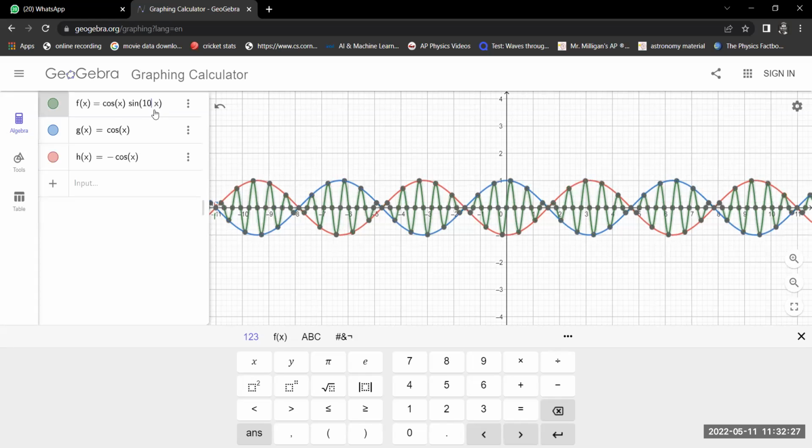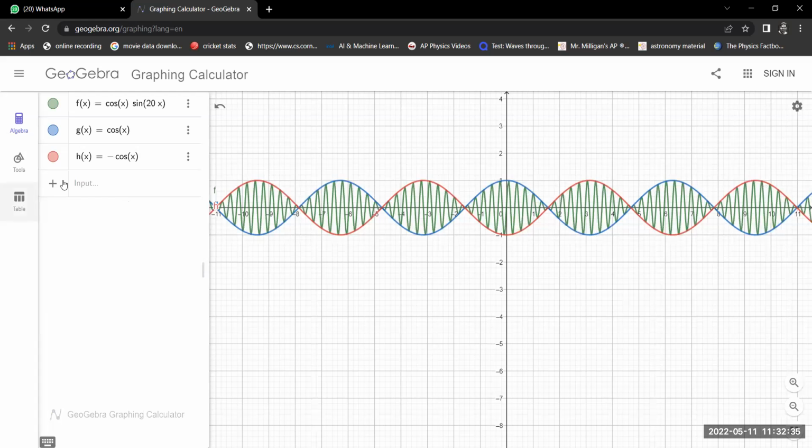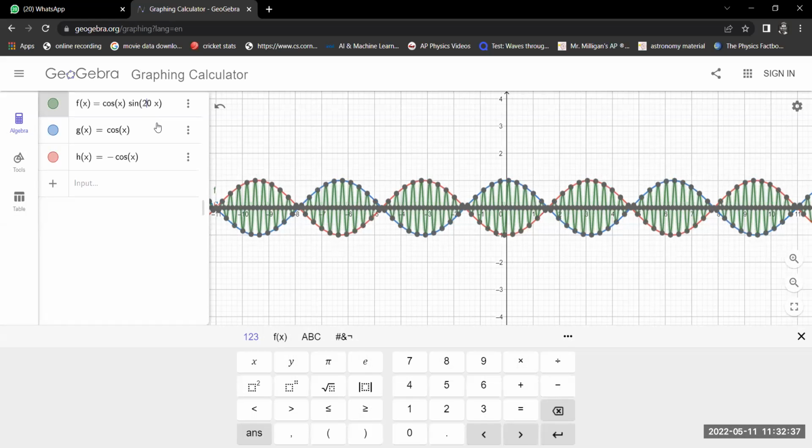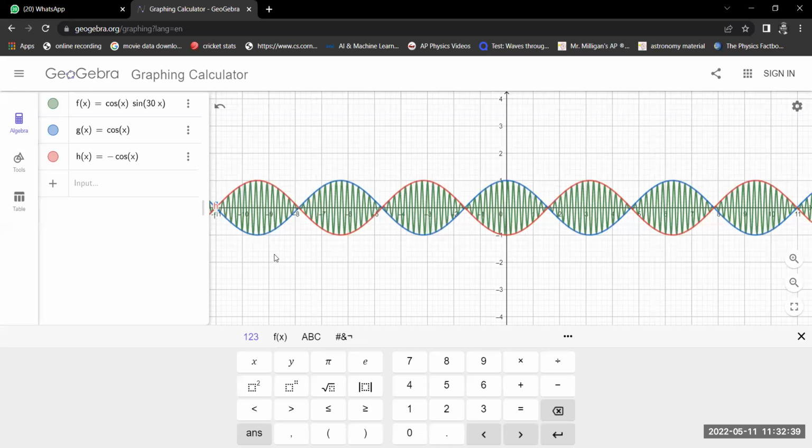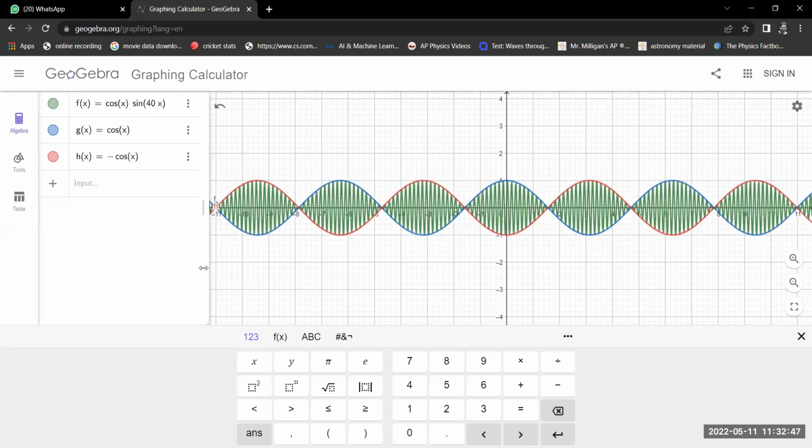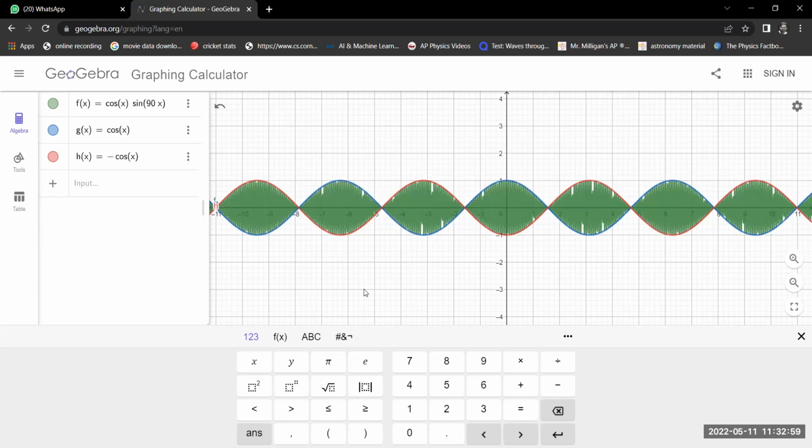If I make it from 10 to 20, you can see it will be more zigzag. If I make it 30, you can see it's more complex. If I make it now 40, you can see. If I make it 90, you can see it's very closely moving in between the two.